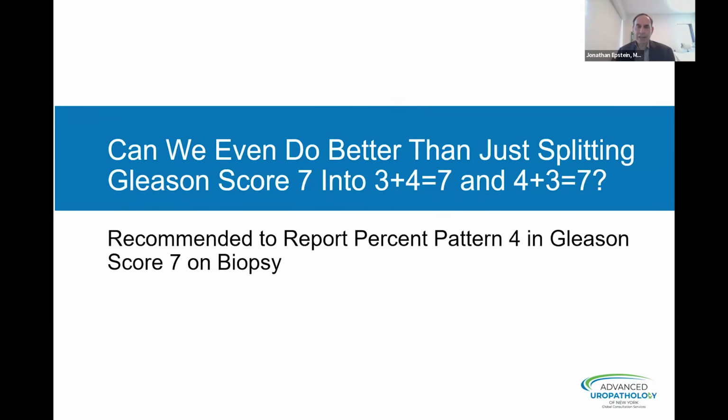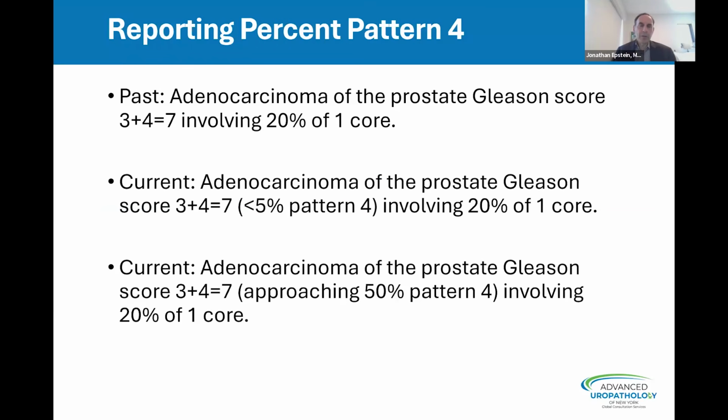Now, even though that's, I think, an improvement over what's been in the past, we can do better. And the major pathology societies have recommended to report percent pattern 4 when you have a Gleason score 7 on biopsy. So in the past, for example, it was very simple. You might just say there's adenocarcinoma of the prostate, 3 plus 4 equals 7, and you say how much cancer there is.